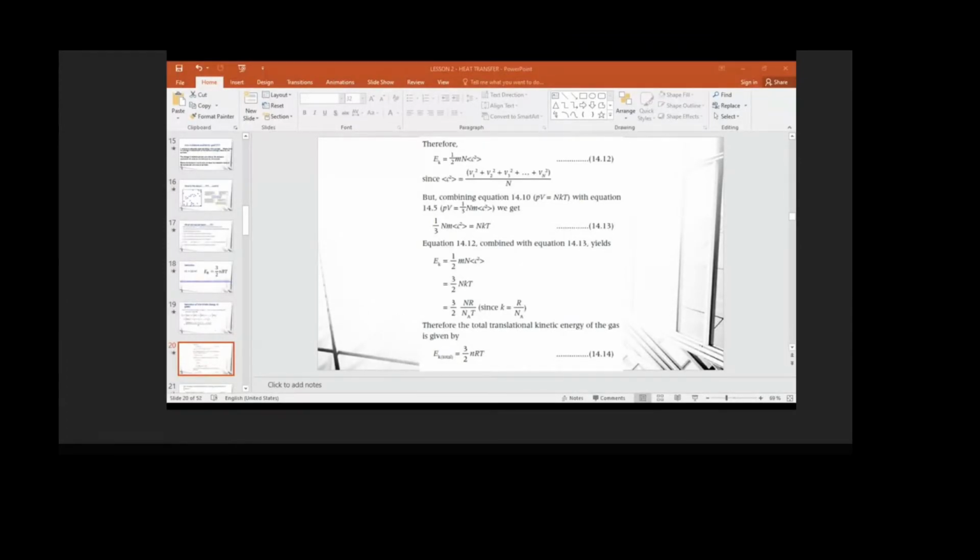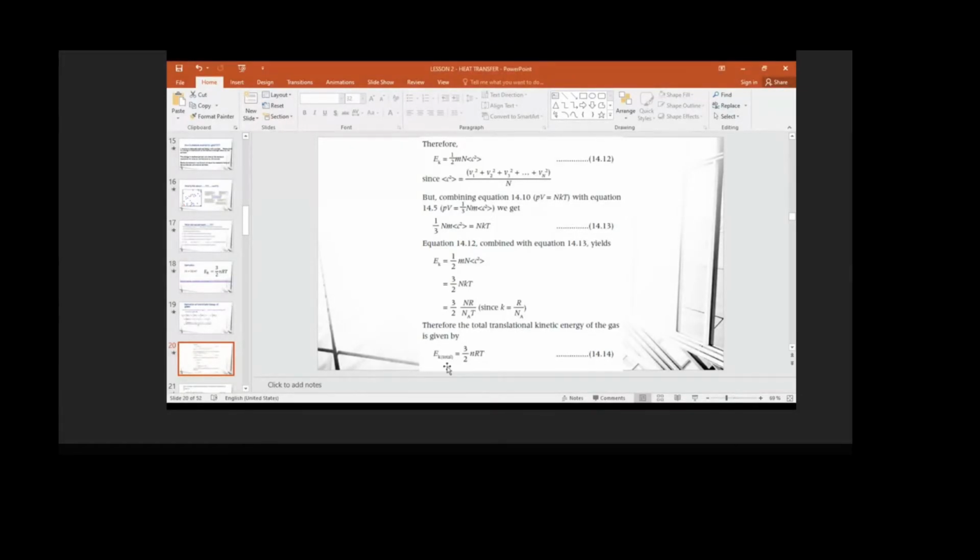All right. So in this case, we just cross multiply, and hence we get that EK is 3 over 2 NR over NA T. And we know that K is equal to R over NA, so we can replace the R over NA with K. And also we can get the nRT from that as well.